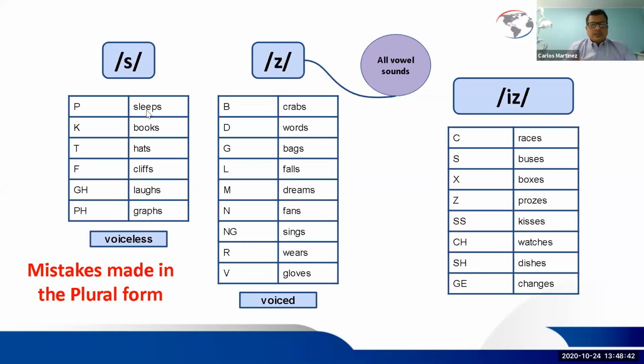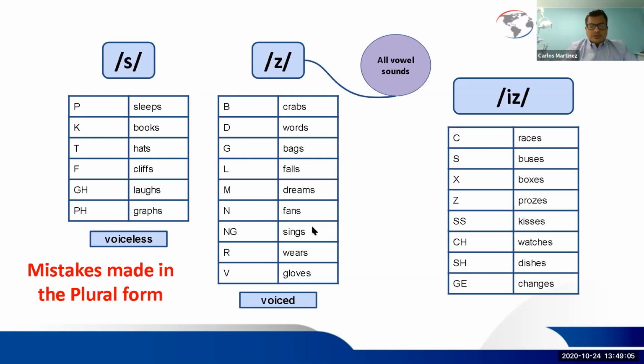Sleep, sleeps. Same, one syllable, one syllable. Book, books. Hat, hats. Cliff, cliffs. Laugh, laughs. Graph, graphs. You never add another syllable. You stay with one syllable. You never change the number of syllables here.